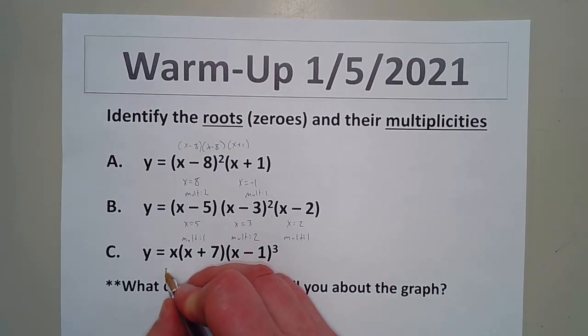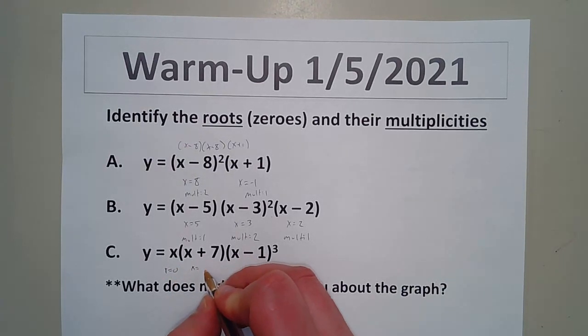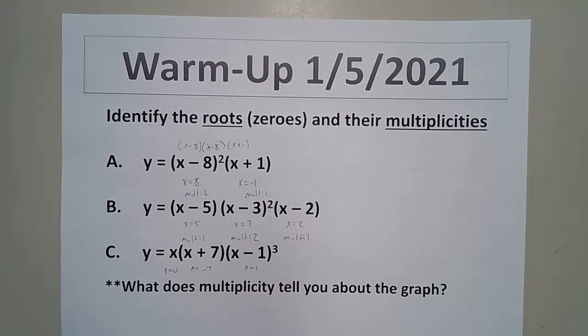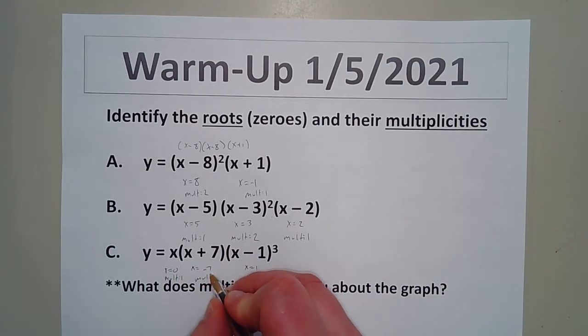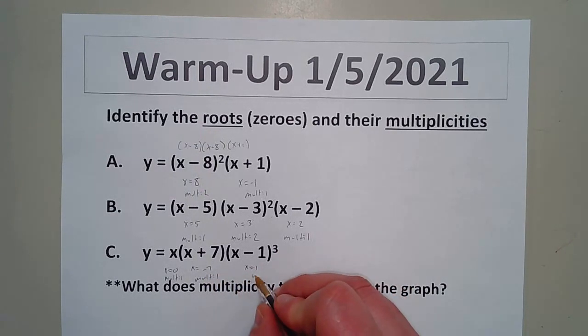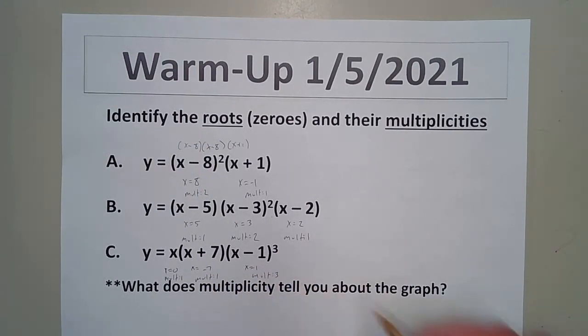In this one, you've got zeros of 0, -7, and +1. The multiplicities here: one appears once, and one appears 3 times. So there's no limit to the multiplicity. I mean, if this was to the millionth power, the multiplicity would be 1,000,000. So that's perfectly fine. Now the next part says, what does multiplicity tell you about the graph?